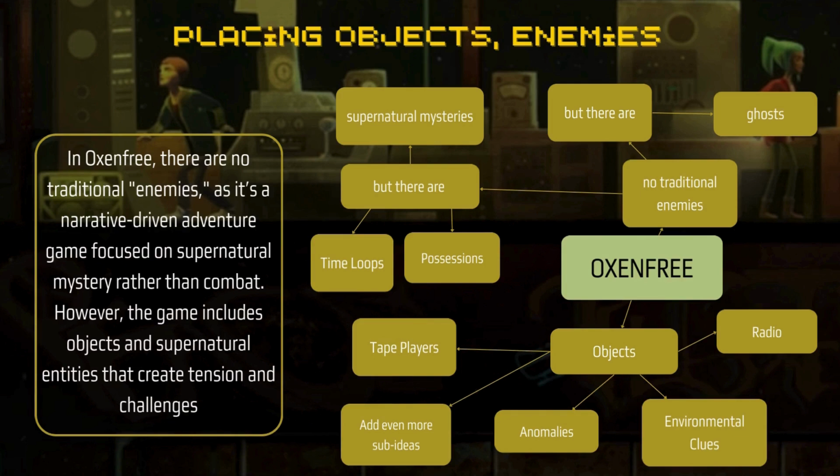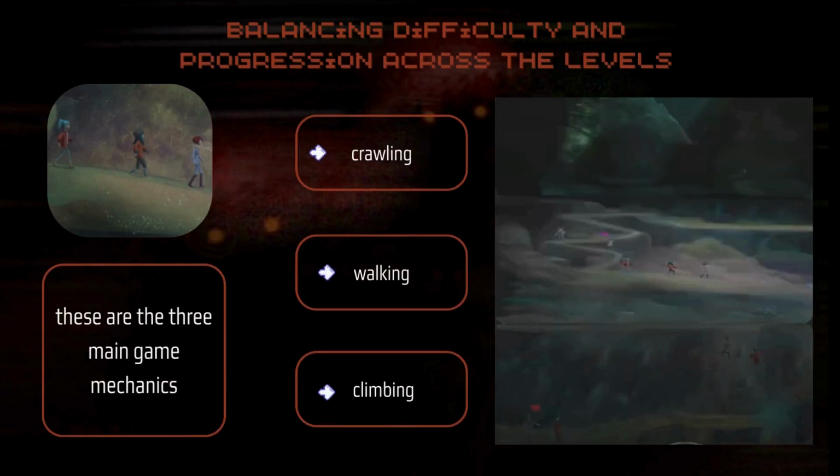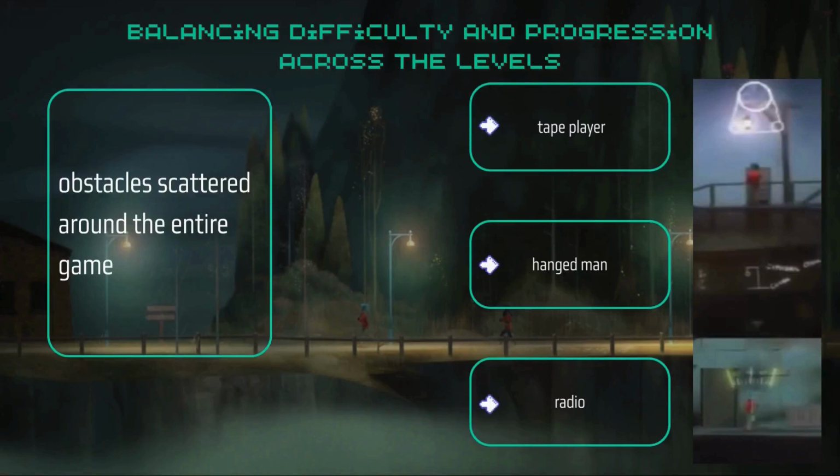The key mechanics include using the radio to interact with supernatural elements and navigating time loops, all while engaging in branching dialogue. Levels are designed to balance exploration, narrative, and emotional impact, immersing players in the haunting and mysterious vibe of the game. In the game levels, the players are crawling, walking, and climbing. The obstacles that are scattered around the entire game are tape player, hanged man, and radio.